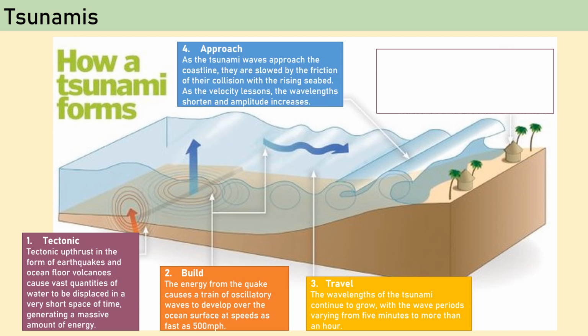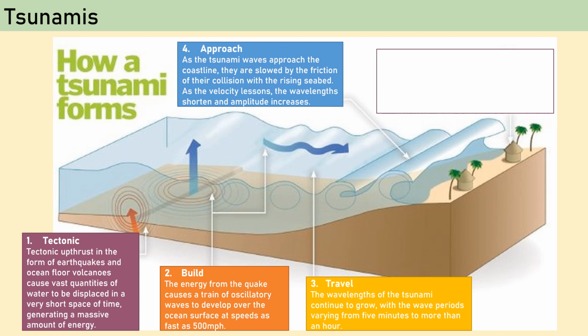But as they approach the shore, because the distance between the top of the surface of the ocean, sea level if you like, and the seabed starts to decrease or narrow, there's increasing friction as the waves approach the shore and they collide with the rising seabed. So as this velocity decreases due to the friction, the wavelengths start to shorten and the amplitude increases.